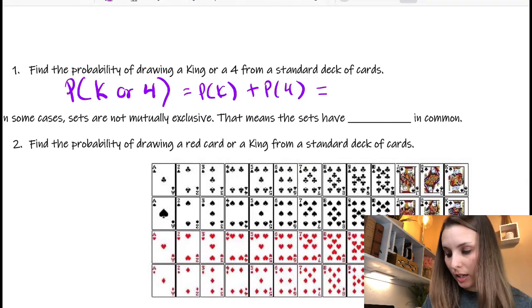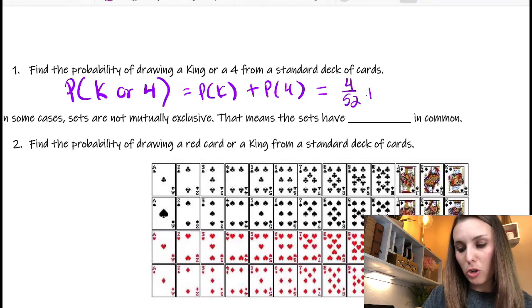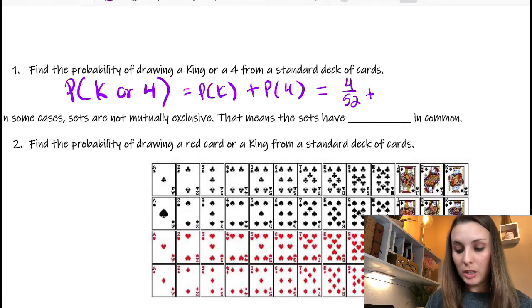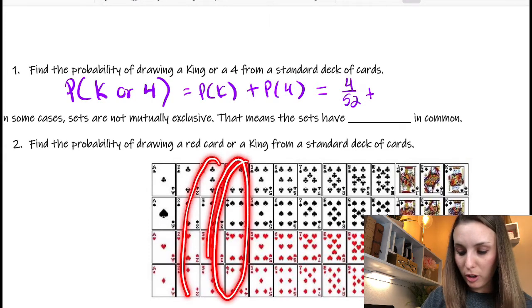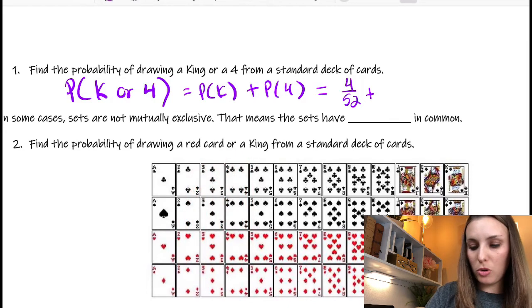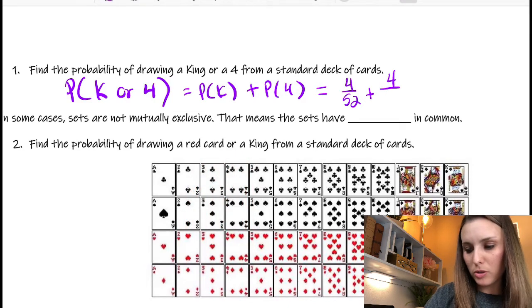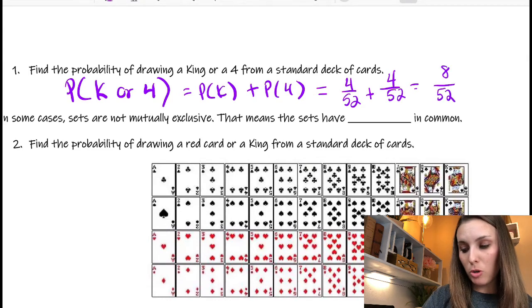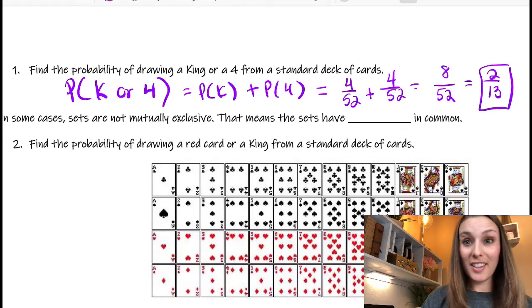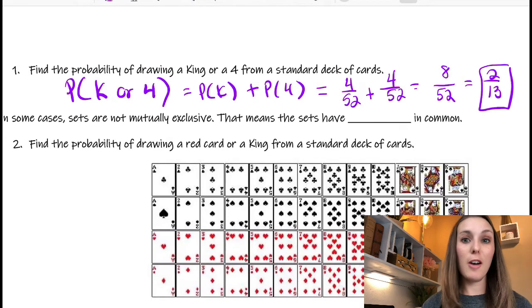So king, there's 4 out of 52 cards that are kings. 4s, there's 4 out of 52 cards that are 4s. Lots of 4s here. And if we add those, they already have a like denominator, so we can add their numerators. And then reduce by 4. There's a 2/13 chance of drawing a king or a 4.